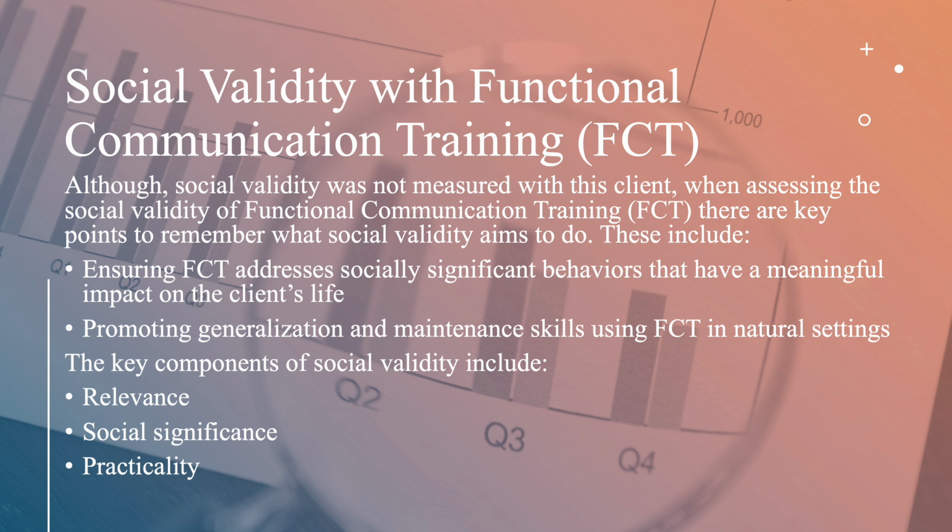Social validity with functional communication training. Although social validity was not measured with this client, when assessing the social validity of functional communication training, there are key points to remember what social validity aims to do. These include ensuring functional communication training addresses socially significant behaviors that have a meaningful impact on the client's life, promoting generalization and maintenance skills using functional communication training in natural settings, and the key components of social validity include relevance, social significance, and practicality.